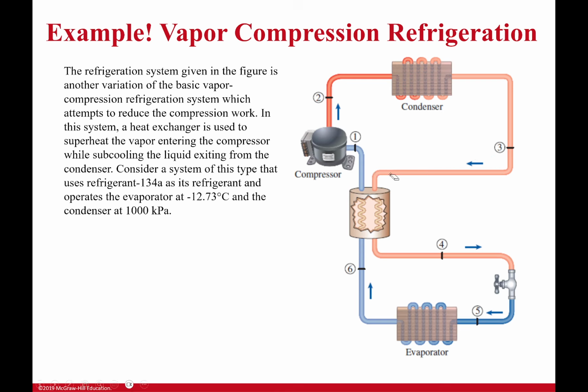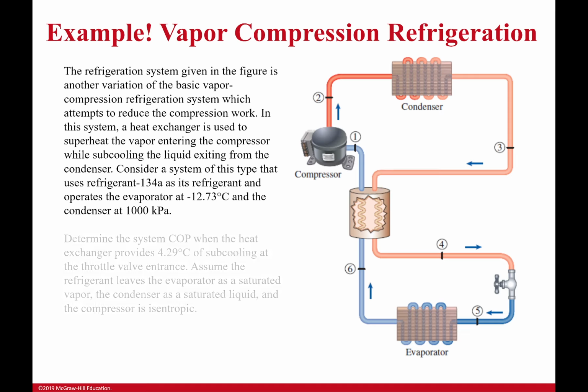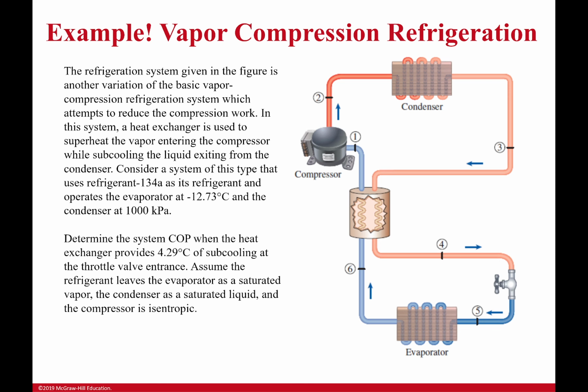And so we're going to use Freon, refrigerant 134A. The evaporator operates at negative 12.73 degrees Celsius, and the condenser at 1,000 kilopascals. What do we want to find? Well, we want to find out what the system's coefficient of performance is when that heat exchanger right here is providing 4.29 degrees of subcooling.